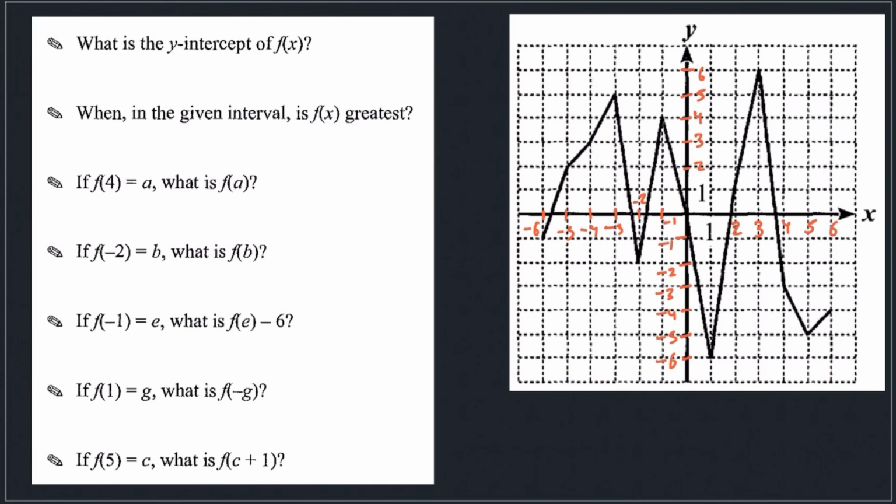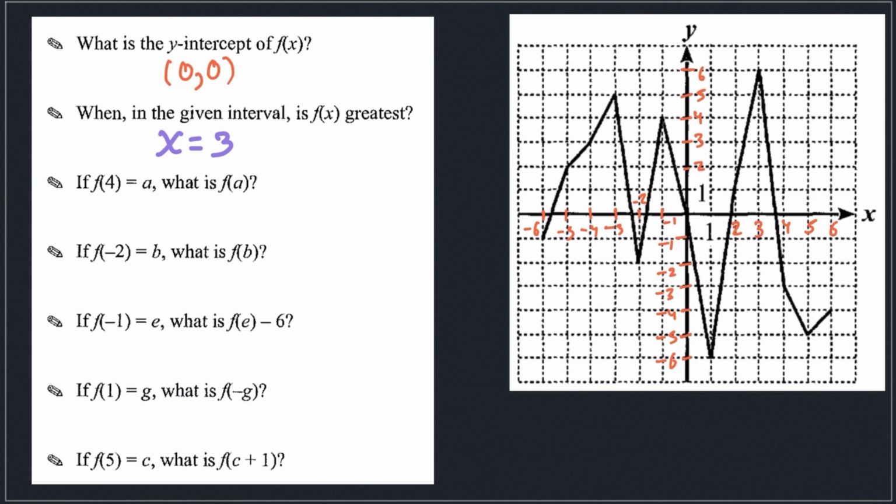Here I'm given a graph and I'm asked a bunch of questions based on the features of this graph. What is the y-intercept of f of x? Y-intercept is where the graph crosses the y-axis. As you can see, this graph crosses the y-axis at the origin, therefore the y-intercept will be (0, 0). In part B, they want us to find the greatest value of f of x, that is the highest point of the graph, which happens at x equal to 3.